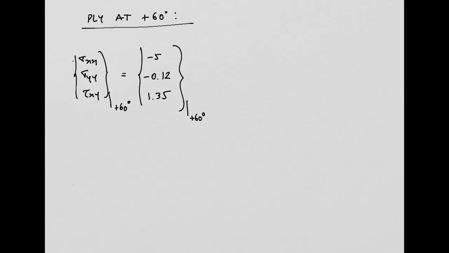The reason why I didn't do that for 0 degrees is because the two coordinate systems are coincident, right? The 0 degrees local lamina coordinate system is coincident with the global coordinate system, so you don't need to do it. But in this case, for 60 degrees, it is not. And so we have to transform this.